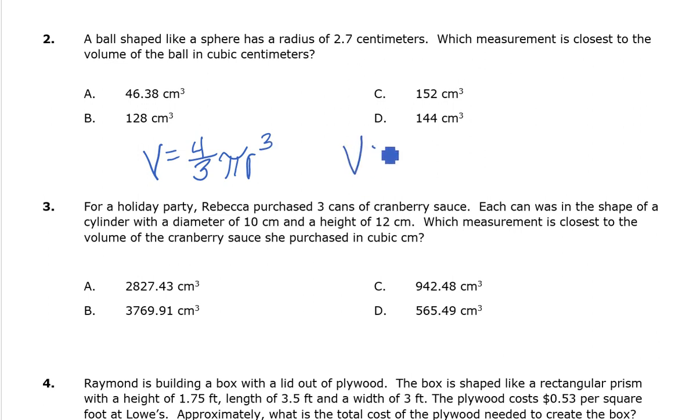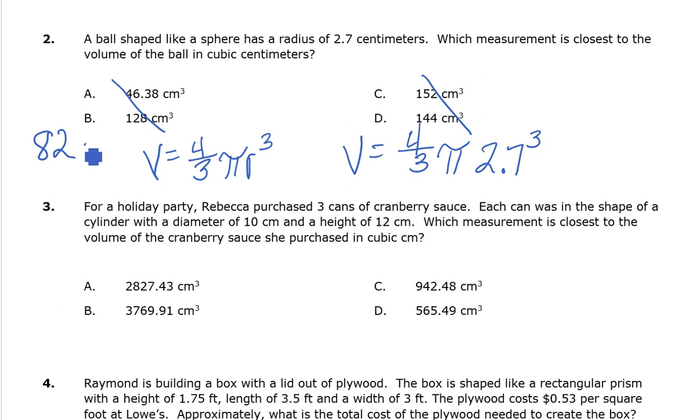So I will, in my calculator, plug in 4/3 pi. My radius is 2.7 cubed. Okay, so I've done my calculations several times, and I've gotten 82. So I don't believe the answer is here. So it's around 82 centimeters cubed.